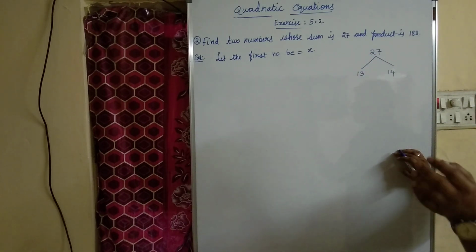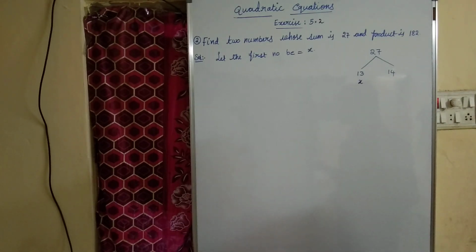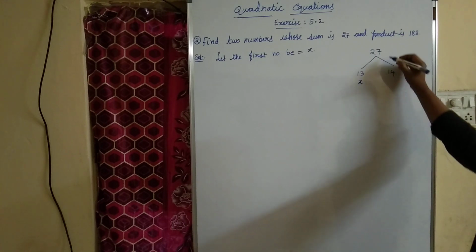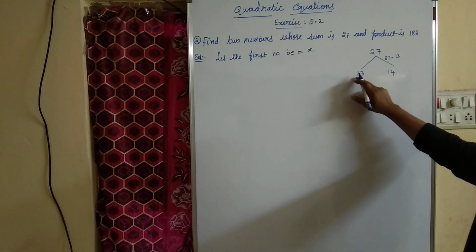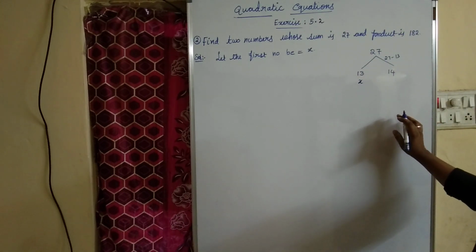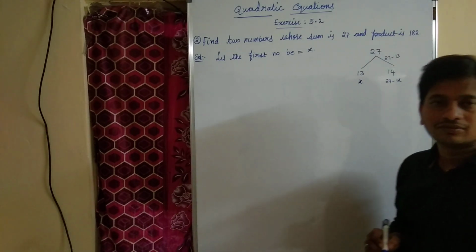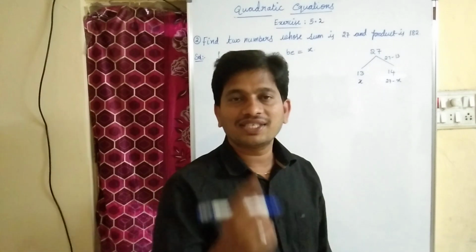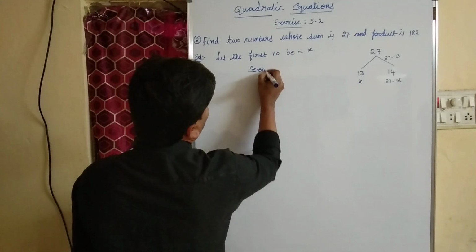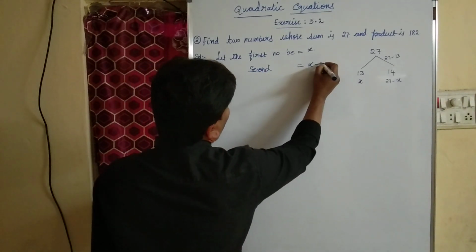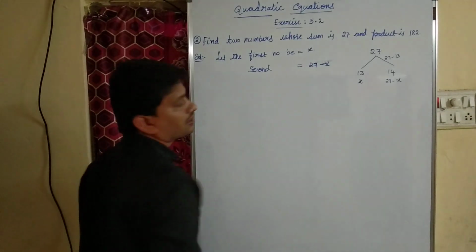But in this case we don't know, so let the first number be x. What about the second number? How did you get this 14? From 27, if I subtract 13, I get 14. So the second number is 27 minus x. Is it clear? So the first number is x and the second number is 27 minus x.